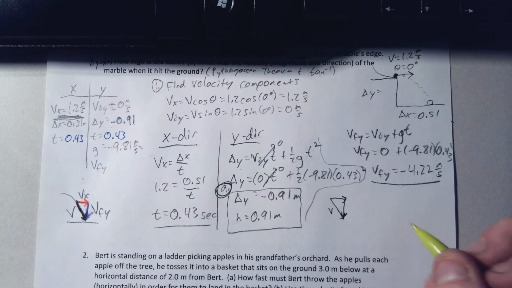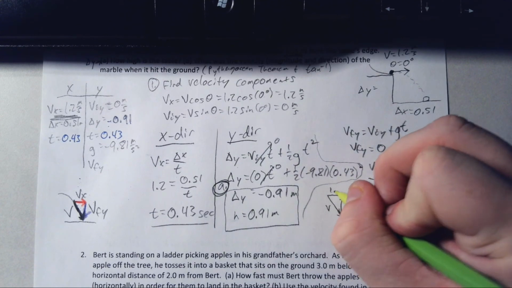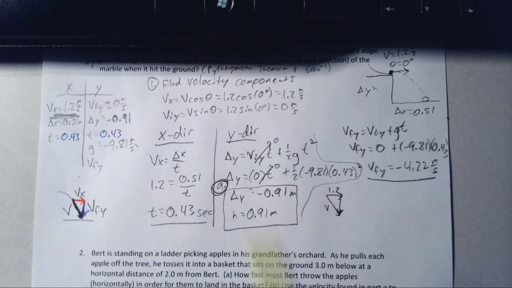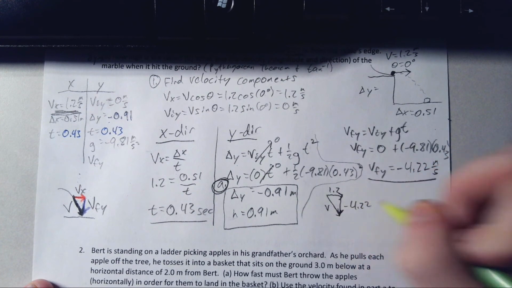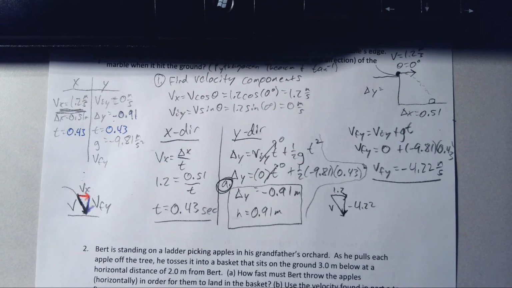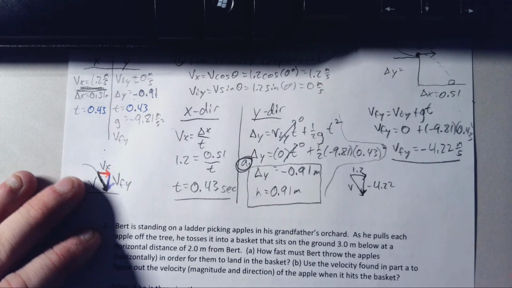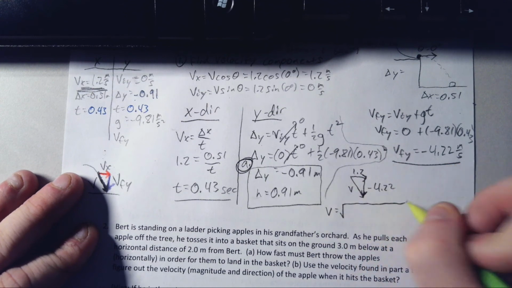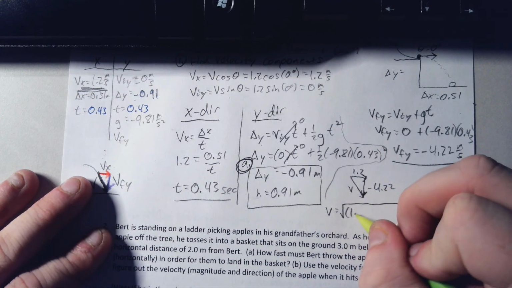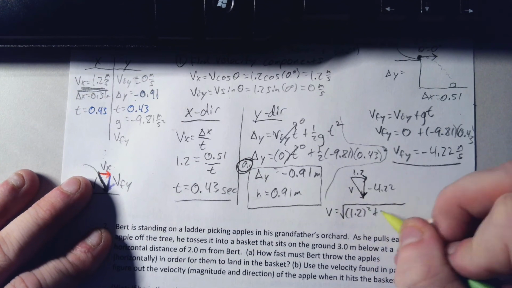magnitude here, the Pythagorean theorem, this is 1.2 because that's how fast it's going sideways the moment it hits the ground. And this is negative 4.22 because that's how fast it's going this way. Okay, so we're going to do the Pythagorean theorem real quick. This is something everybody in my class should be bored to death by doing by now.